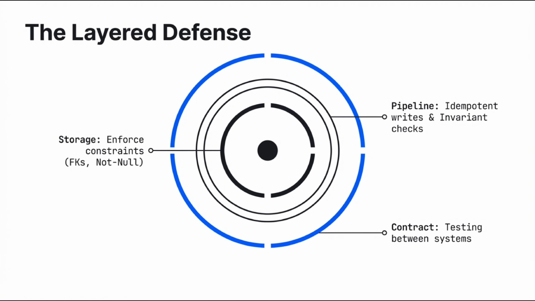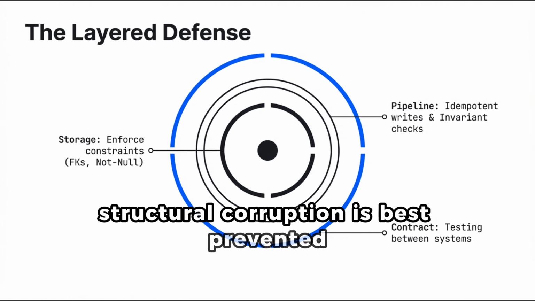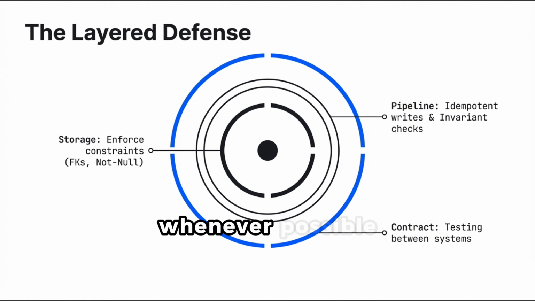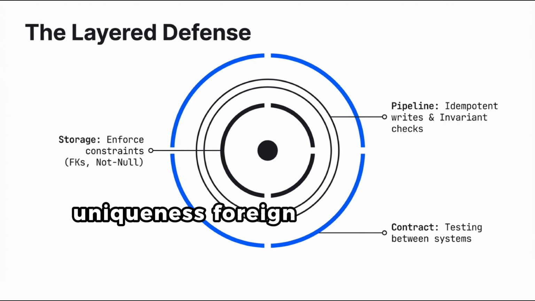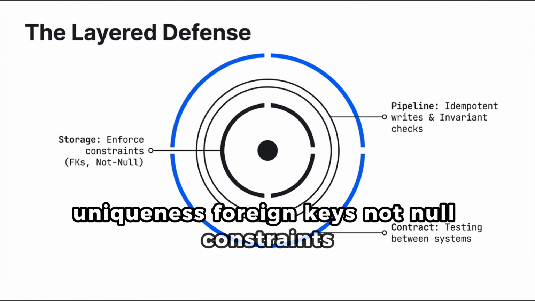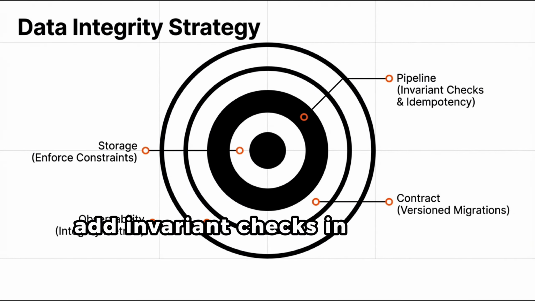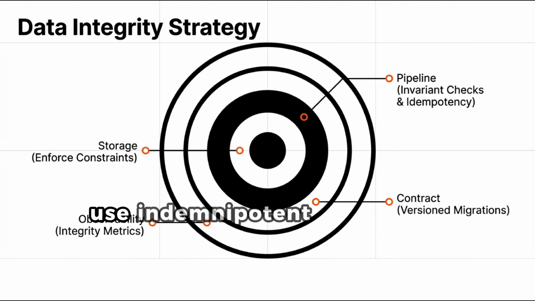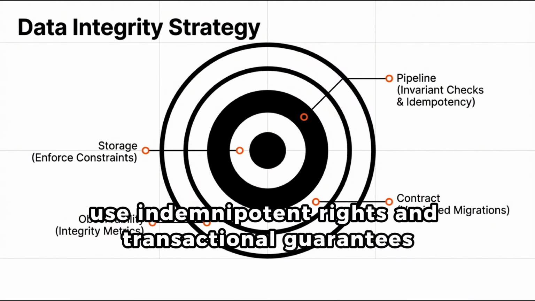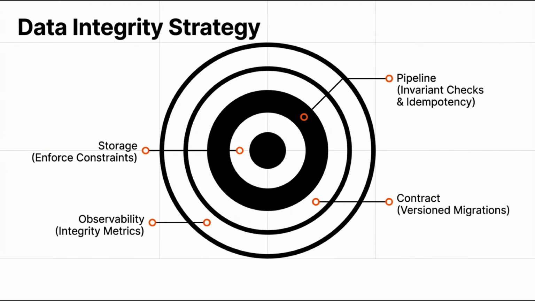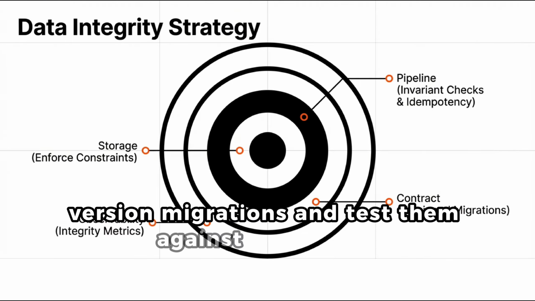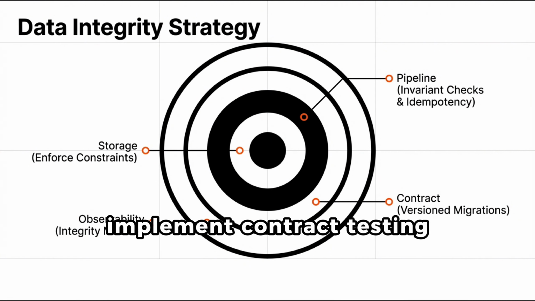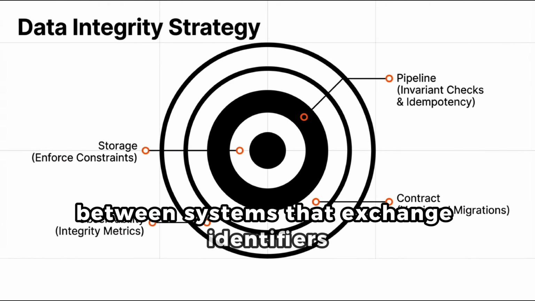Now, prevention. Structural corruption is best prevented with layered defenses. Enforce constraints at the storage layer whenever possible. Uniqueness, foreign keys, not null constraints. Add invariant checks in pipelines. Don't assume constraints are enforced elsewhere. Use idempotent writes and transactional guarantees to avoid race condition corruption. Version migrations and test them against production-like data before rollout. Implement contract testing between systems that exchange identifiers.